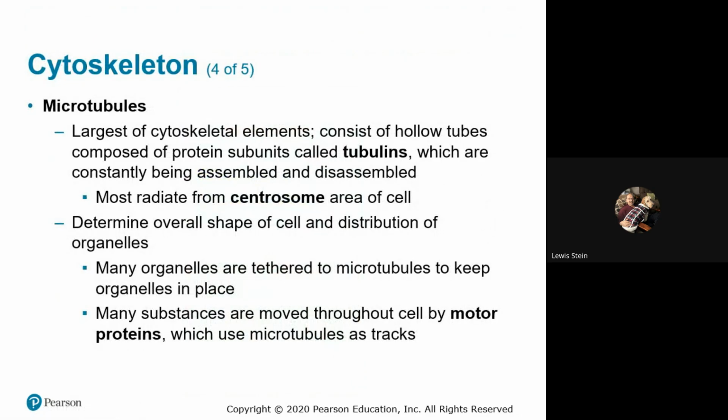Microtubules, largest by diameter, hollow. They're made of something called tubulin, and they're all identical subunits, assembled and disassembled. This is from that centrosome in the center of the cell. A lot of organelles are tethered or attached this way. They're in place, but like you saw the mitochondria in that animation, they can still move. Things are not static, they're dynamic. The fact that they're held in place doesn't mean that they can't be moving or changing shape. And then the motor proteins changing shape.